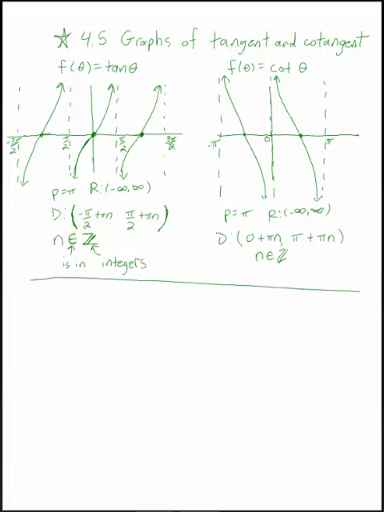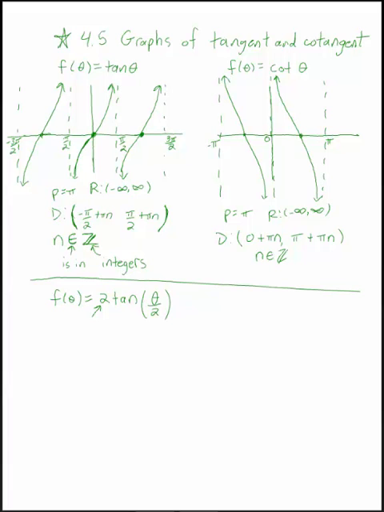Okay, so let's say f of theta is 2 tangent of theta over 2. Okay, so now I just need to figure out what those coefficients are doing to my original parent function. Well, this 2, that's just kind of stretching out the graph.